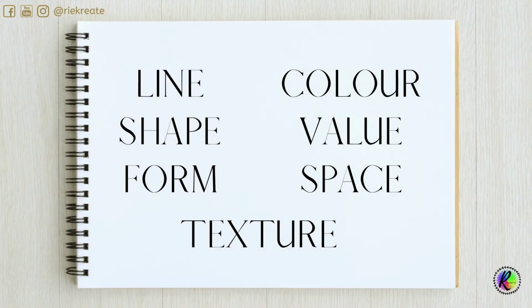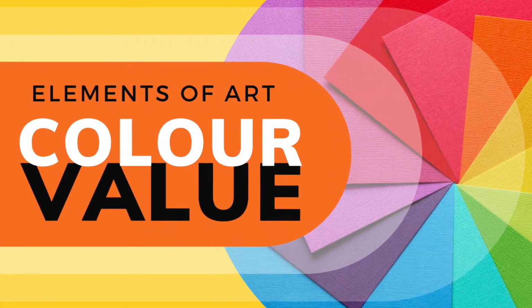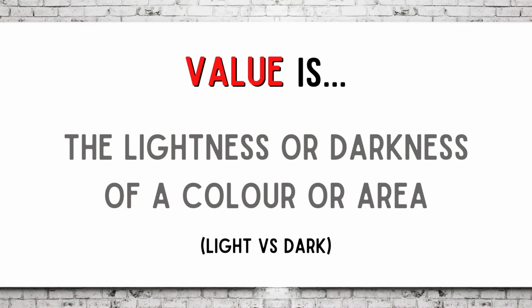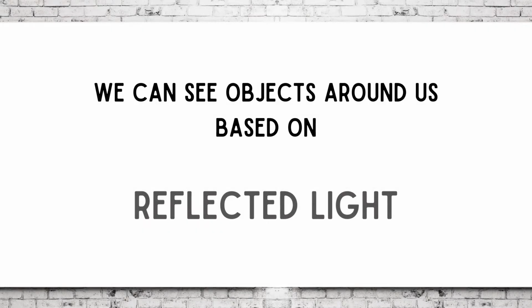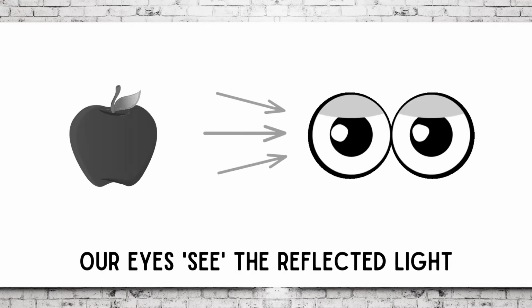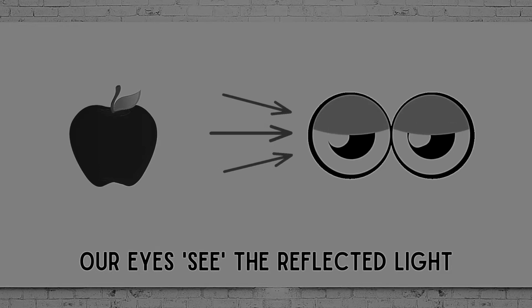It's time to learn more about color and value. Let's begin with value. Value is the lightness or darkness of a color or area within an artwork. It is how light or dark something is. We perceive objects around us based on how much light is reflected. The more light that is reflected, the lighter the object. The less light that is reflected, the darker the object.